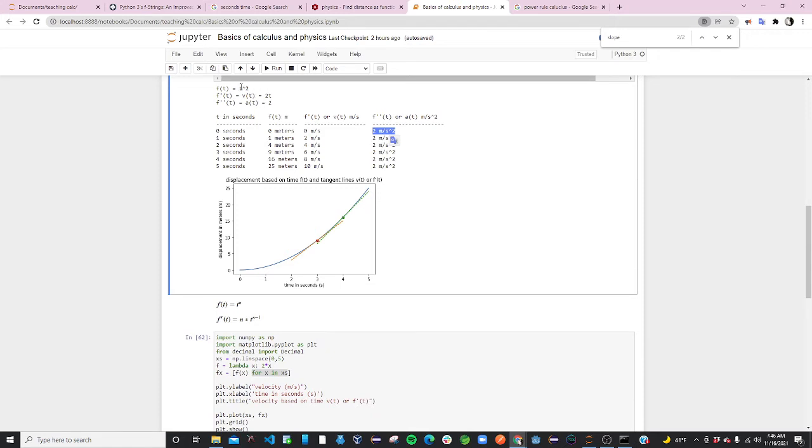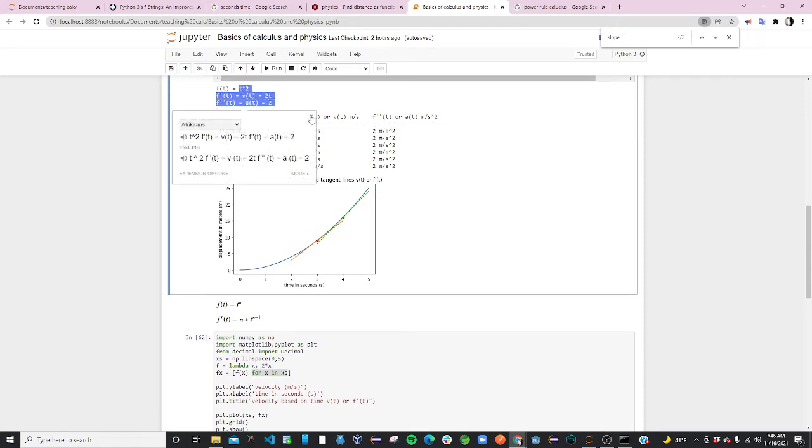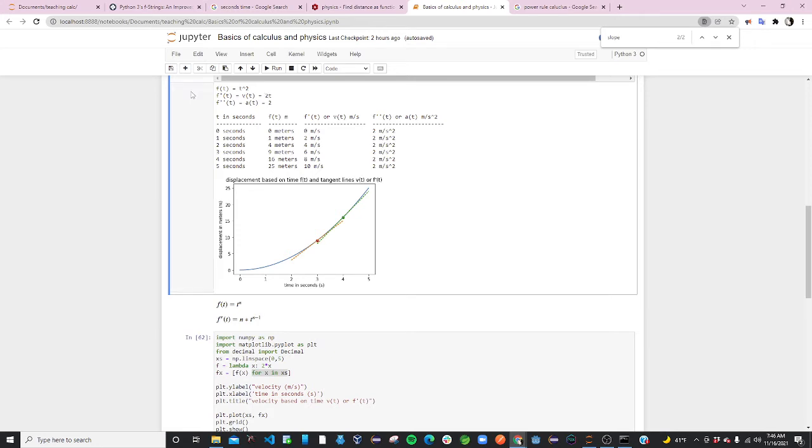So this is how I defined the functions in this case. It's not always going to be this way, but f of t is 2 to the second. F prime of t is the derivative of that, or the velocity function, which is 2t, where t is in seconds, and the output is meters. So f double prime of t is equal to the acceleration, and that's just equal to 2, right?